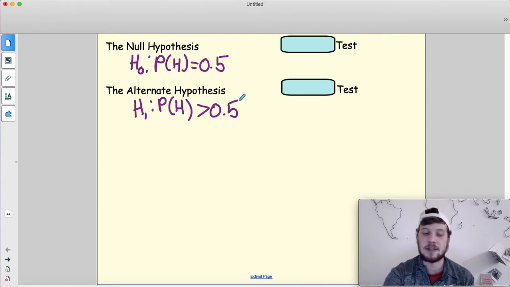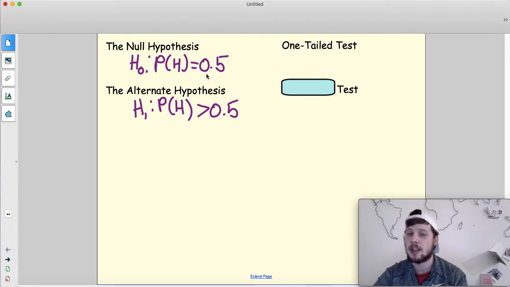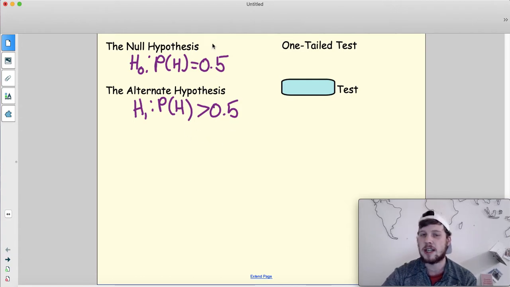The next thing we have to think about is what type of test we are doing. There are, in principle, 2 main tests. One of them is a one-tailed test, which would be looking at our scenario here. This would be a one-tailed test because I am assuming that the probability is 0.5 and that I am testing to see whether it is greater than 0.5.